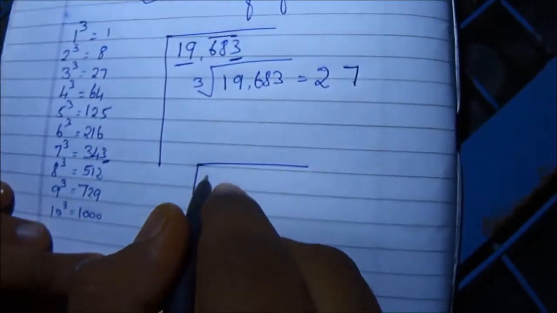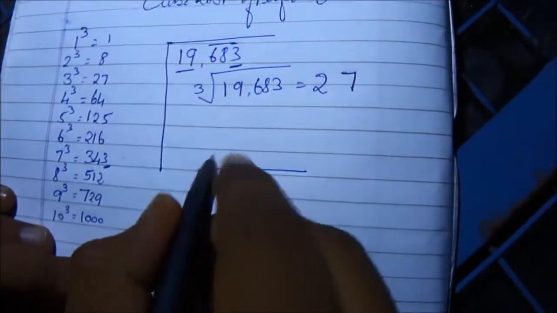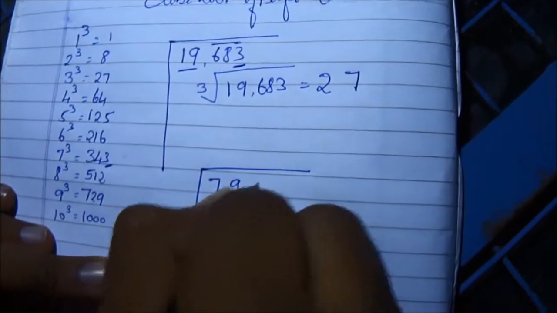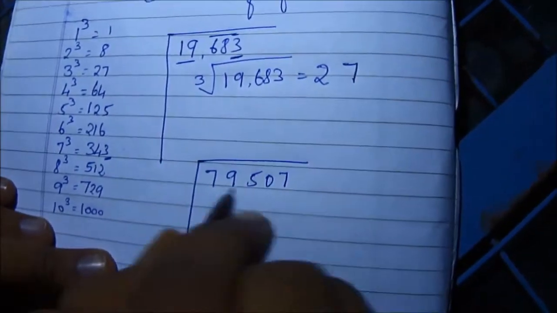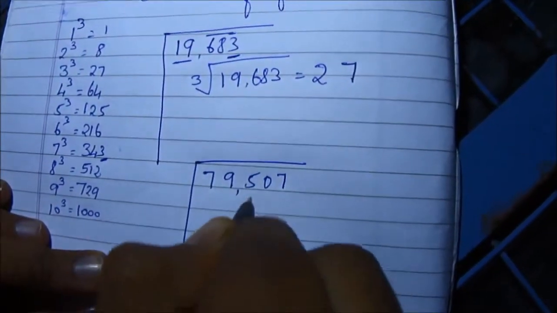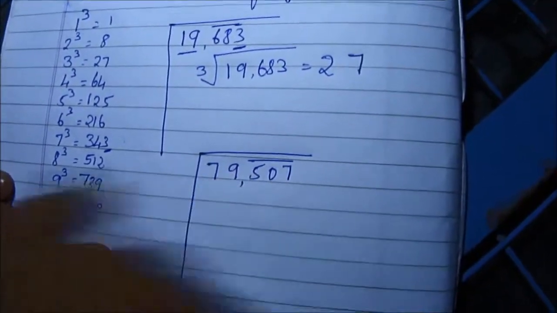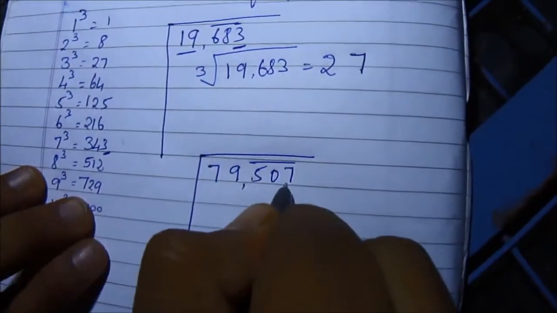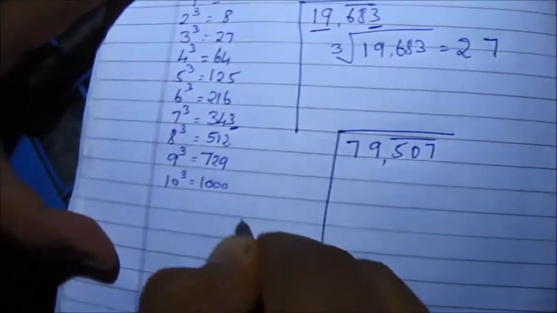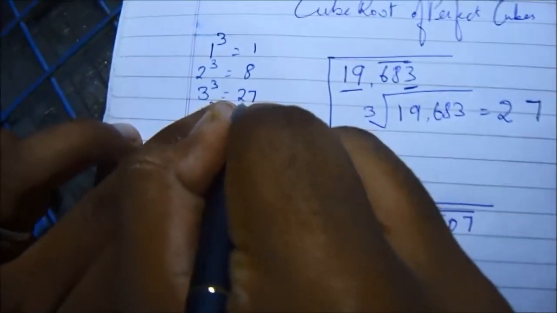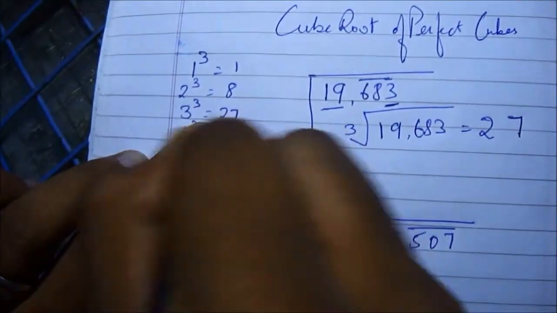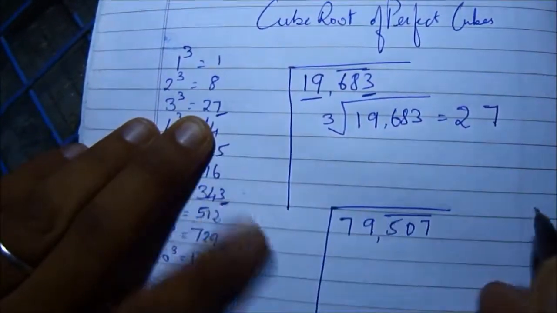Let's take one more example. Let's say one more perfect cube, 79507. As usual, from the right, take 3 digits, pair them, and leave the other 2 digits alone. Now check for the 7 in the table. It comes in 27. So you can clearly see that the last digit of the cube root will be 3.